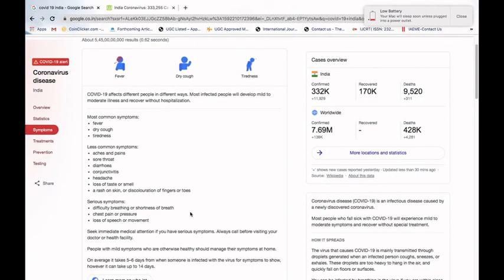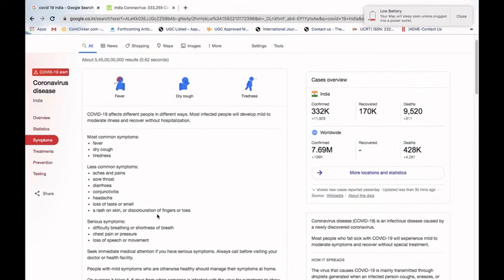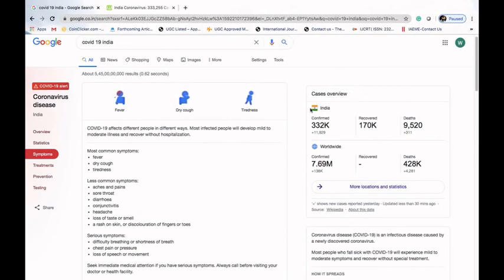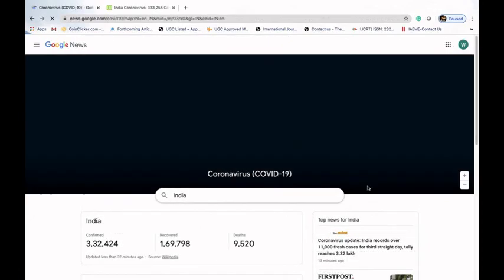There are certain serious symptoms which Google mentions: difficulty in breathing or shortness of breath, chest pain or pressure, or loss of speech or movement. So these are the certain symptoms. Now here we can see the case overview. This case overview is about India, and we can click on more locations and statistics, and this will show a world map.